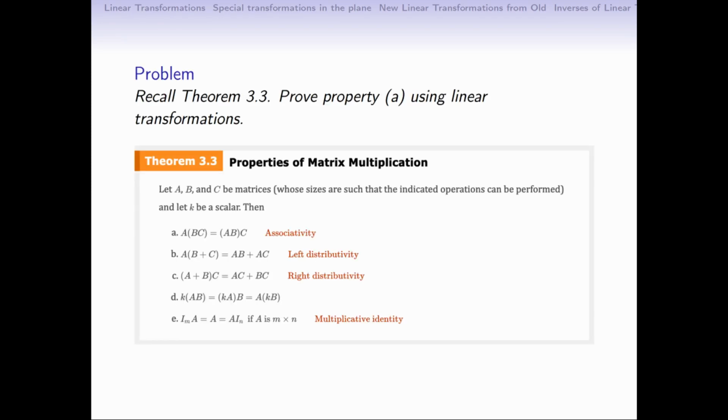Our final topic is associativity. I want to work one problem with you regarding associativity. Let's first recall Theorem 3.3. In Theorem 3.3, we gave 5 important properties of matrix multiplication, and property A addresses the all-important property of associativity. Now, what I want to do is show you how we can use linear transformations to provide a fairly clean proof of matrix associativity. So join me at the document camera for the proof of Theorem 3.3a via linear transformations.